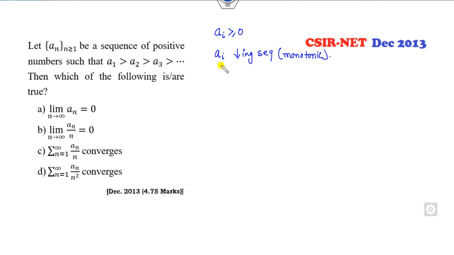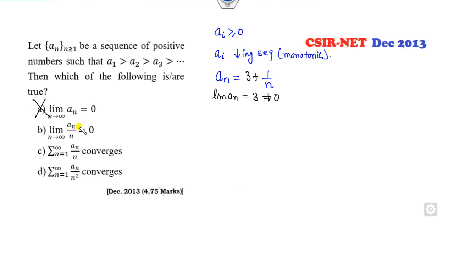Now you can think about any sequence which is decreasing. That is 1 over n. Yes, it's decreasing, and the limit is 0. But if I change it to, say, 3 plus 1 over n, then what is the limit of this an? It is 3, which is non-zero.